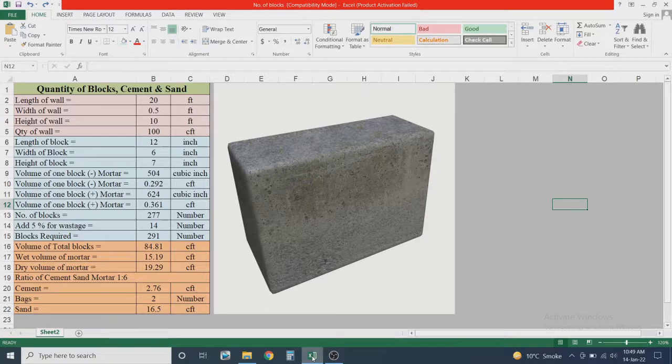Guys, today the video is very interesting as I have designed a very useful Excel sheet for you guys. And this Excel sheet is so intelligent that it can easily calculate for you the quantity of blocks, cement and sand required for a block wall. So let me explain to you how this Excel sheet will work and how we will add the data in it.